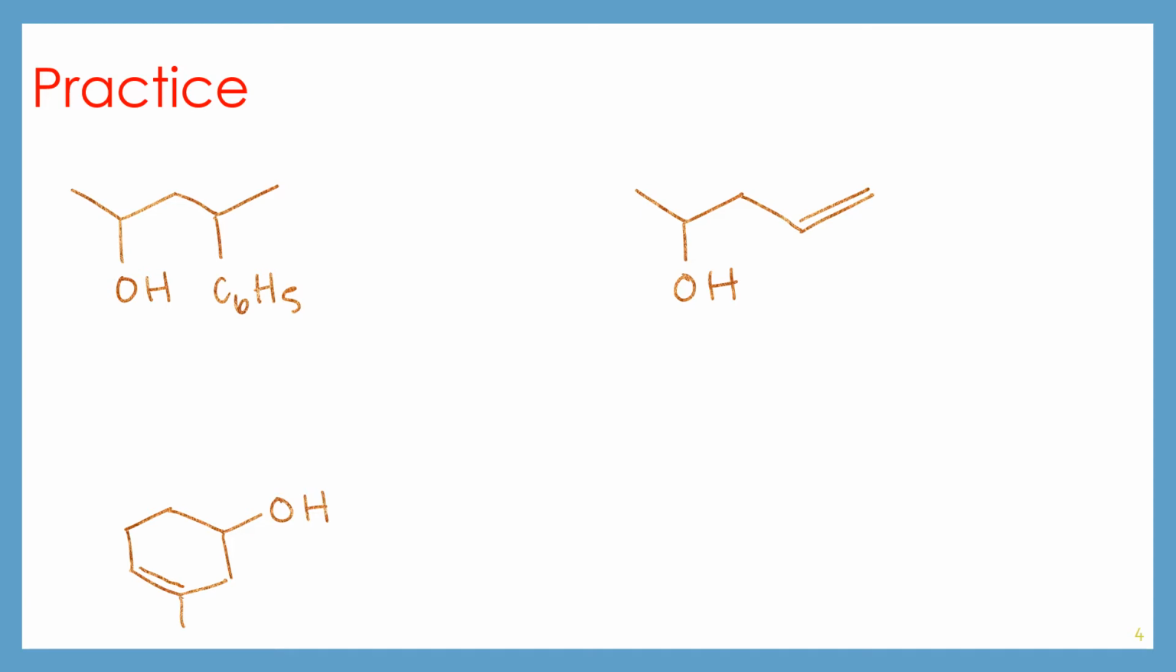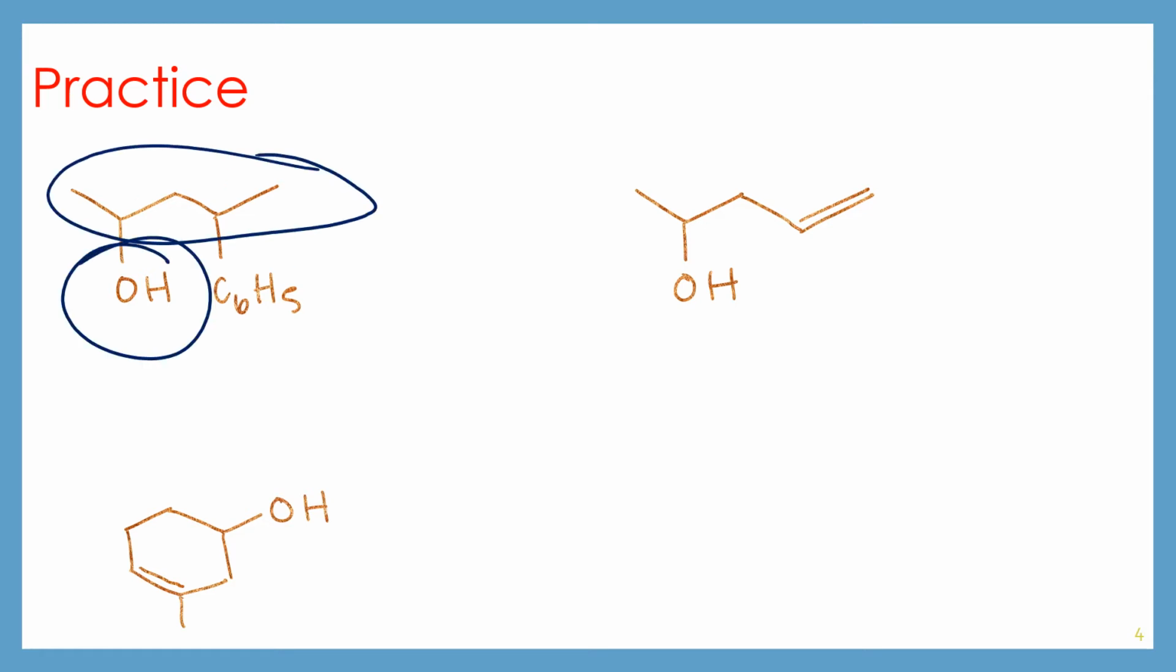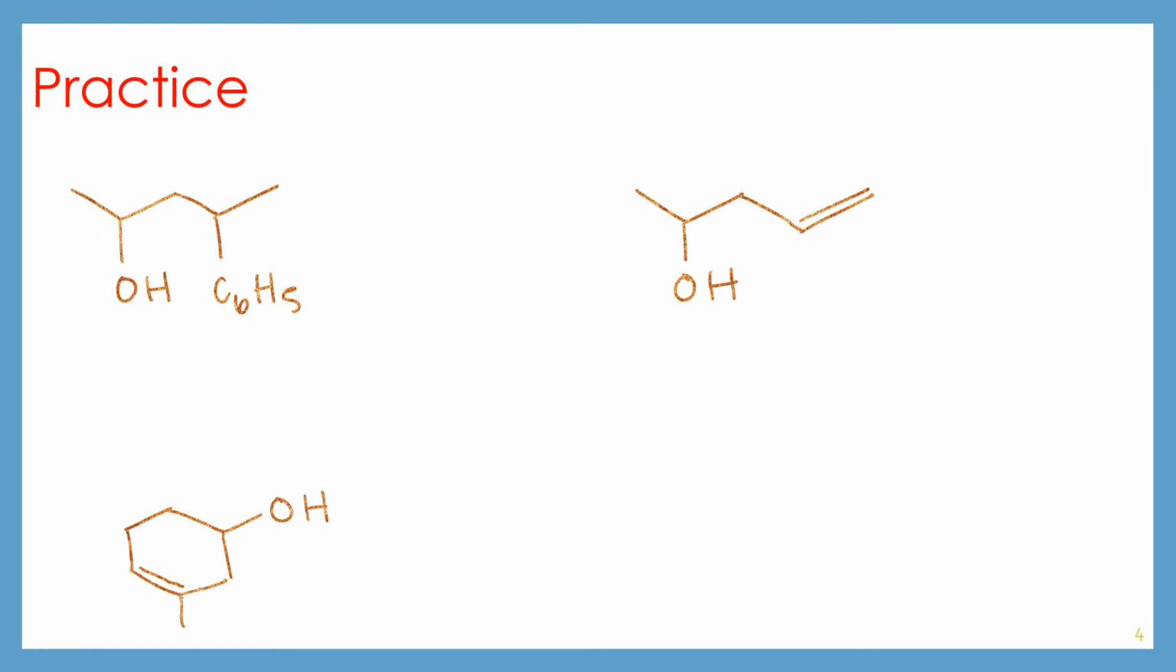Okay, let's take a look at the first one together. There are a couple things that are maybe just slightly tricky about this one. First of all, you have to be able to recognize that C6H5 is a benzene ring. And then you have to recognize that even though the benzene ring is larger than this carbon chain, the aliphatic carbon chain actually has an alcohol group on it. So that's going to make it the priority, and we need to start numbering from left to right.